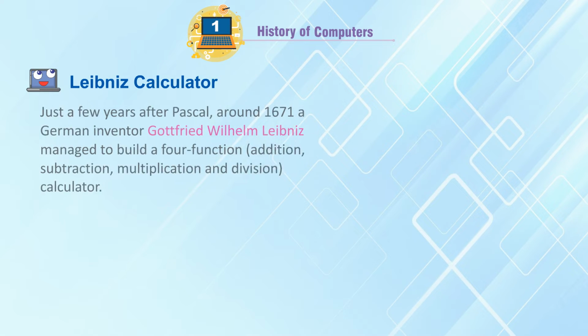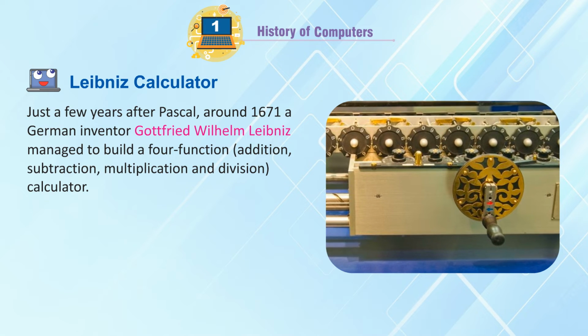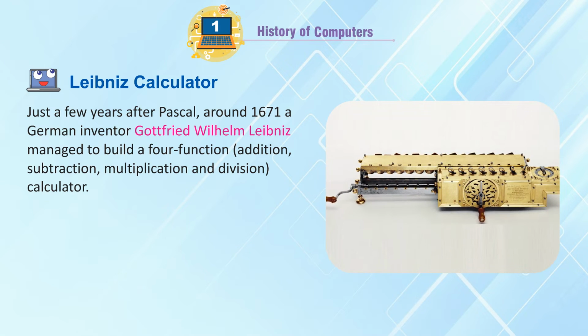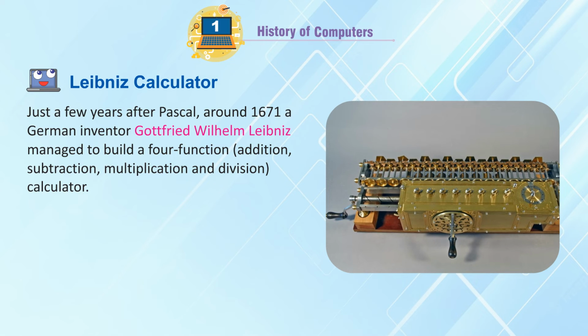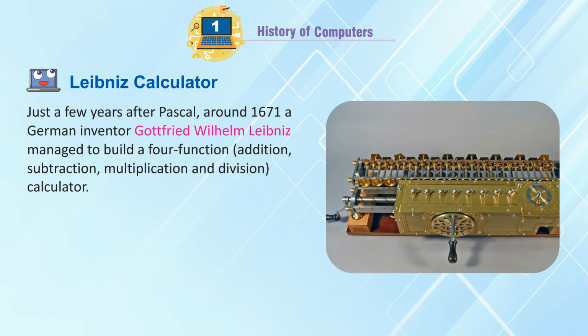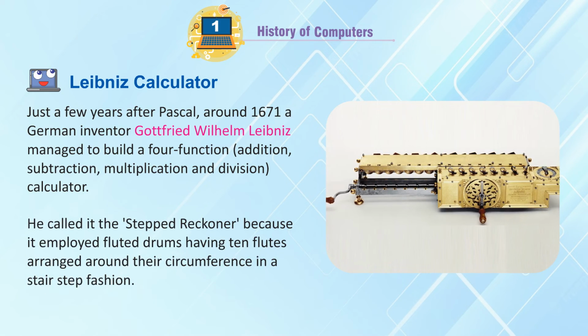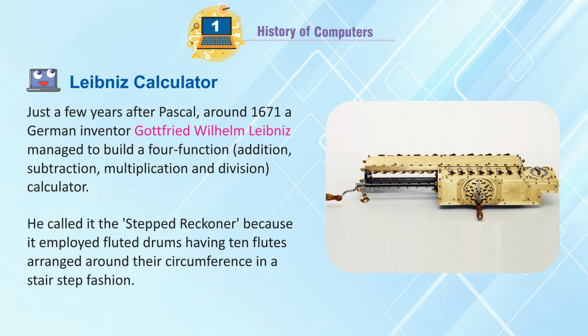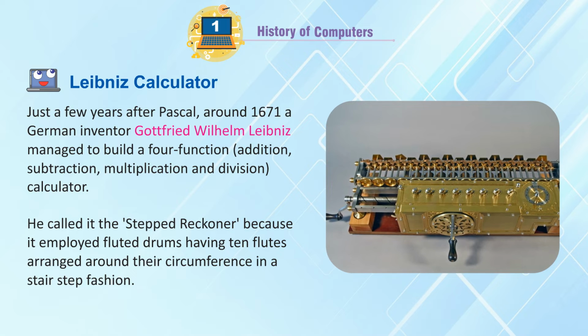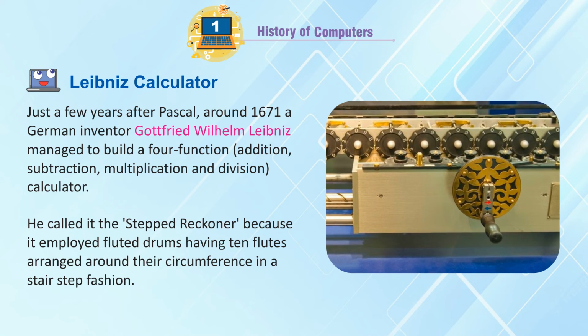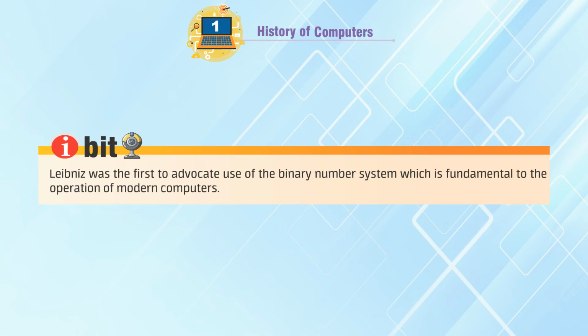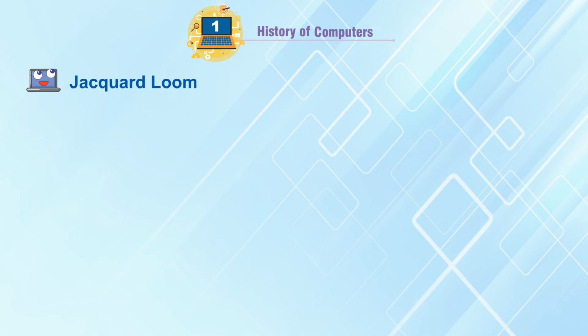Leibniz's calculator. Just a few years after Pascal, around 1671, a German inventor, Gottfried Wilhelm Leibniz, managed to build a 4-function addition, subtraction, multiplication, and division calculator. He called it the stepped reckoner because it employed fluted drums having 10 flutes arranged around their circumference in a stair-step fashion. Bit. Leibniz was the first to advocate use of the binary number system, which is fundamental to the operation of modern computers.